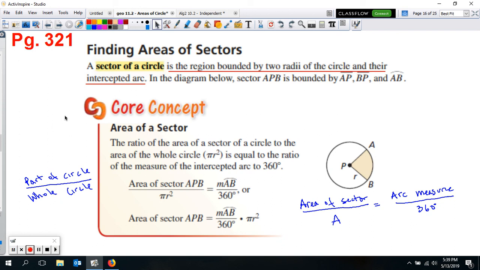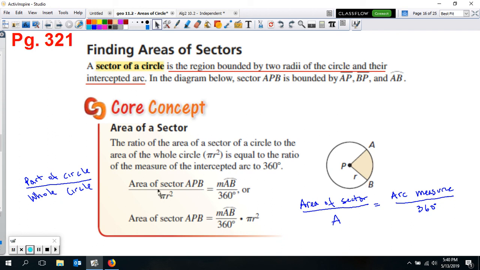So for the 321 there, sector of a circle, write this down in the vocabulary. It is a region bounded by two radii of the circle and their intercepted arc. So there it is. This is a sector right here, this little shaded part. There's the two radii, one going to A, the other one going to B, and it's bounded by this intercepted arc from A to B.